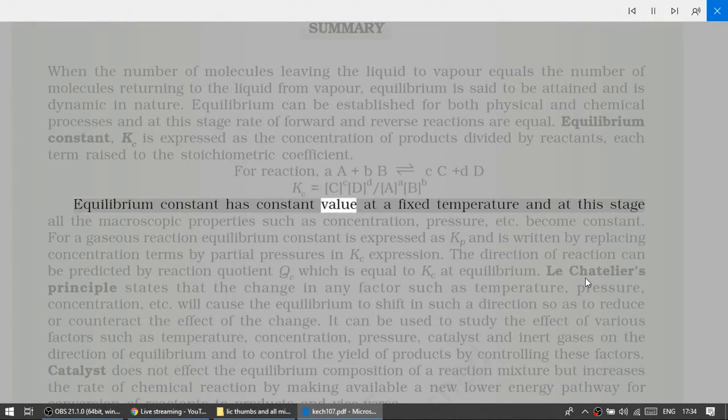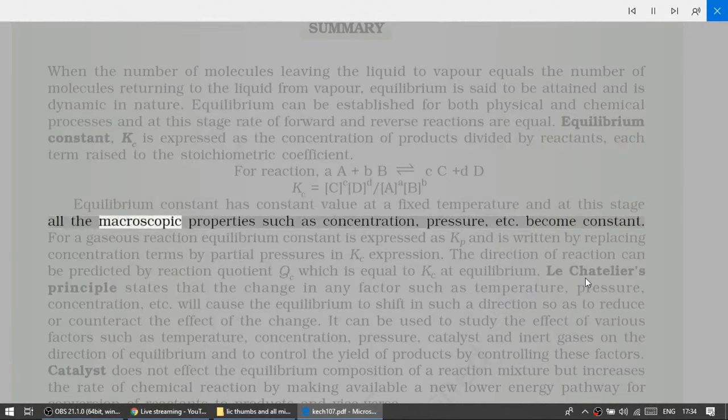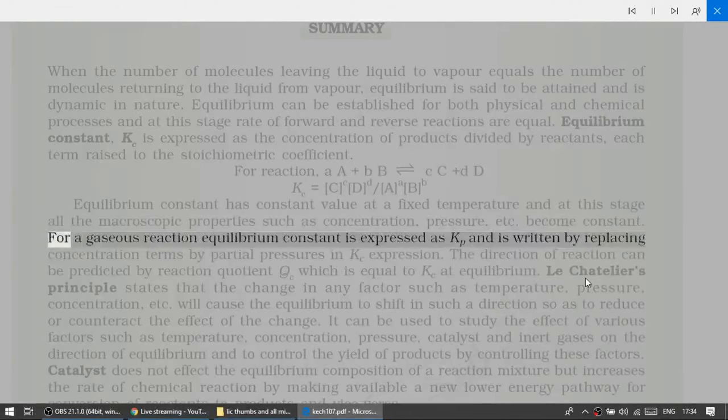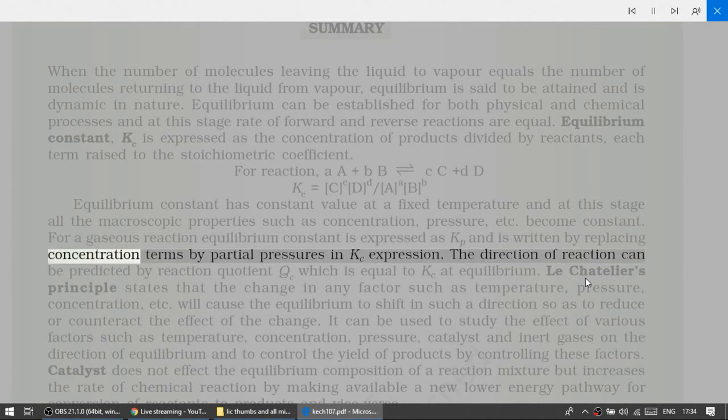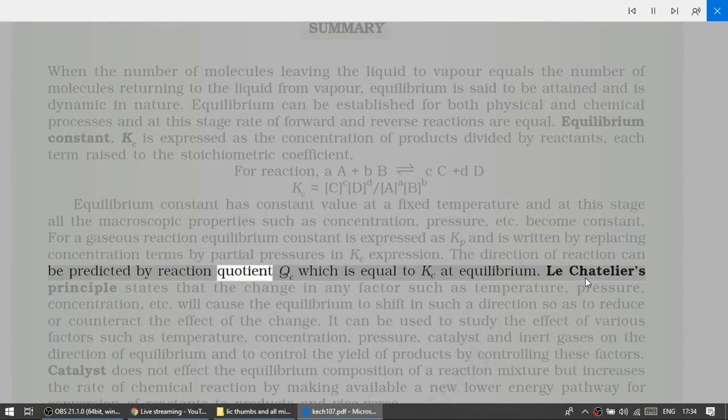The equilibrium constant has a constant value at a fixed temperature, and at this stage all the macroscopic properties such as concentration, pressure, etc. become constant. For a gaseous reaction, the equilibrium constant is expressed as Kp and is written by replacing concentration terms by partial pressures in the Kc expression. The direction of reaction can be predicted by the reaction quotient Qc, which is equal to Kc at equilibrium.